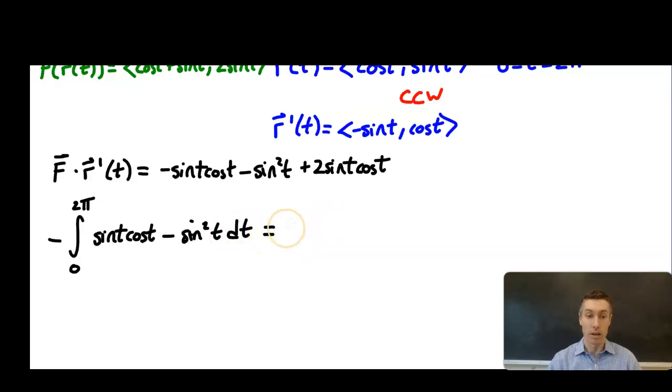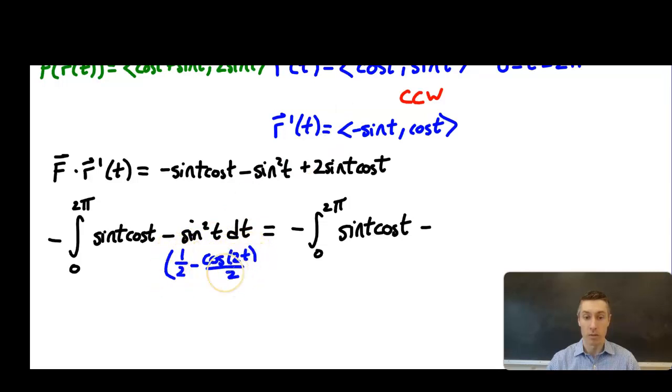Okay, so in order to integrate this, we can distribute the negative in, but I'll leave it out just for emphasis. We need to replace the sine squared, so we have sine t cos t minus the double angle formula for sine squared, which is 1/2 minus cosine 2t over 2. So if we distribute the minus, we get minus 1/2 plus cosine 2t over 2 dt.